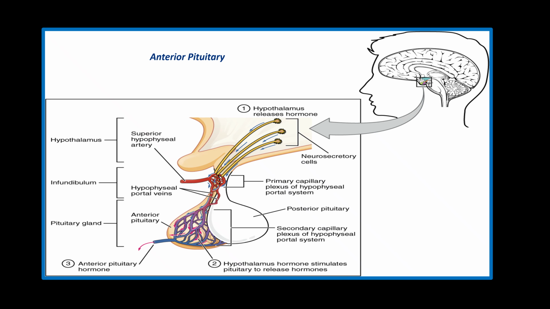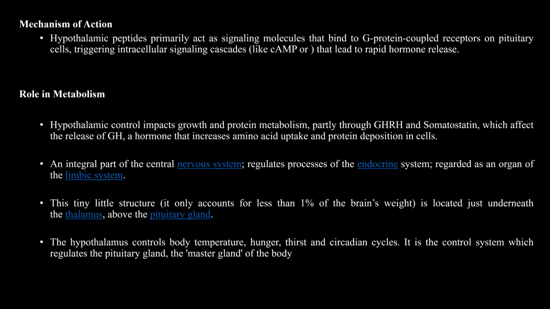Adrenal pituitary. The hypothalamus releases hormones from neurosecretory cells. Its structures include the hypothalamus, infundibulum, pituitary gland, anterior pituitary gland, portal vein, and superior artery. Mechanism of action: hypothalamic hormones signal through G protein-coupled receptors, which trigger intracellular signaling. Hormones include amino acid derivatives and proteins.